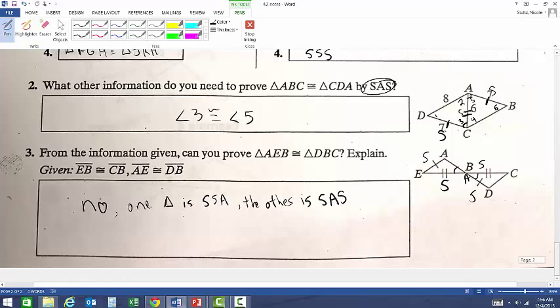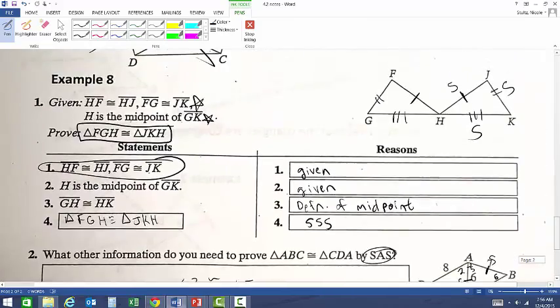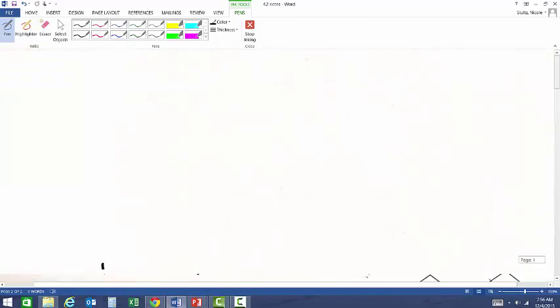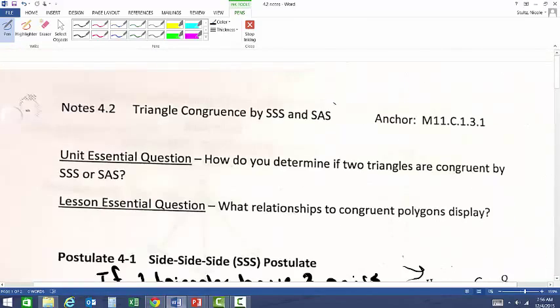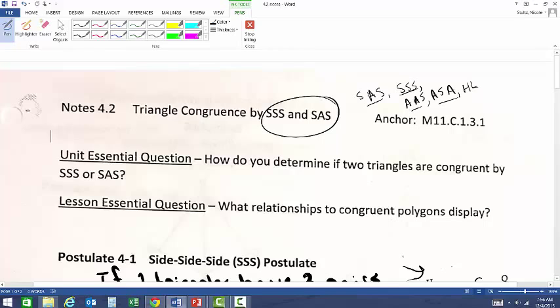So again, those were 2 theorems of 5 total. And those 5 again were SAS, SSS, AAS, ASA, and HL. So we're going to learn how to use all 5 theorems. So next time we'll be talking about AAS and ASA. Just as a heads up.